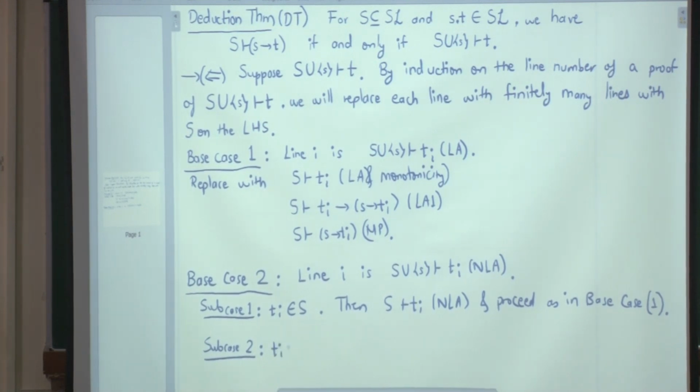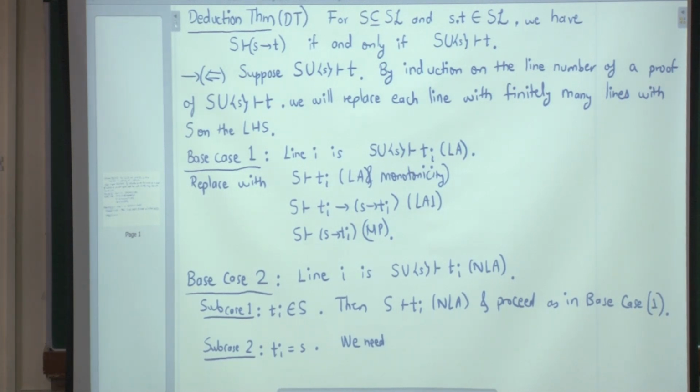Subcase 2, that Ti is equal to little s. Ti belongs to the singleton set of s. So Ti is equal to s. So what do we want to prove? Tell me. We want to prove that capital S proves s implies s. How do we obtain that? Ti is s, so s implies s is a tautology.